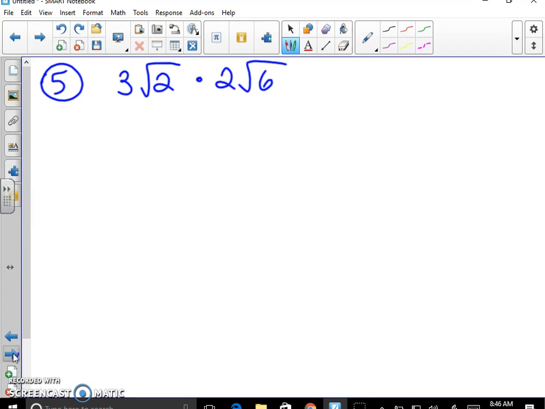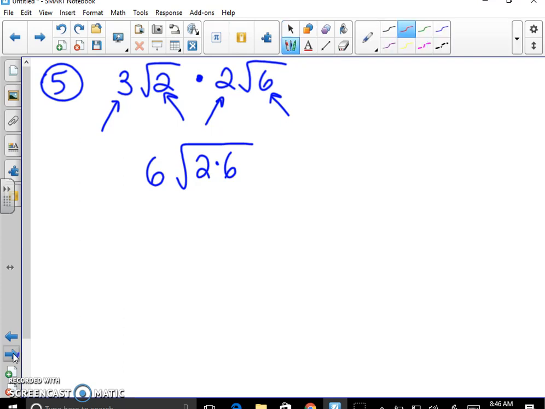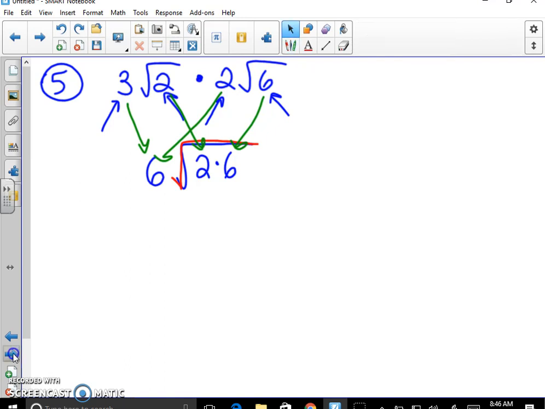But what we're going to do is we're going to start with the terms outside of the radical, 3 times 2, and we're just going to multiply them. Well, 3 times 2 gives us 6. Okay. Then on the inside, we're going to take the numbers underneath the radical symbols and we're going to multiply them. 2 times 6. But notice they're still under this radical sign. Okay? So we got 6 from 3 times 2, and we got 2 times 6 underneath the radicals. But this can definitely be simplified.